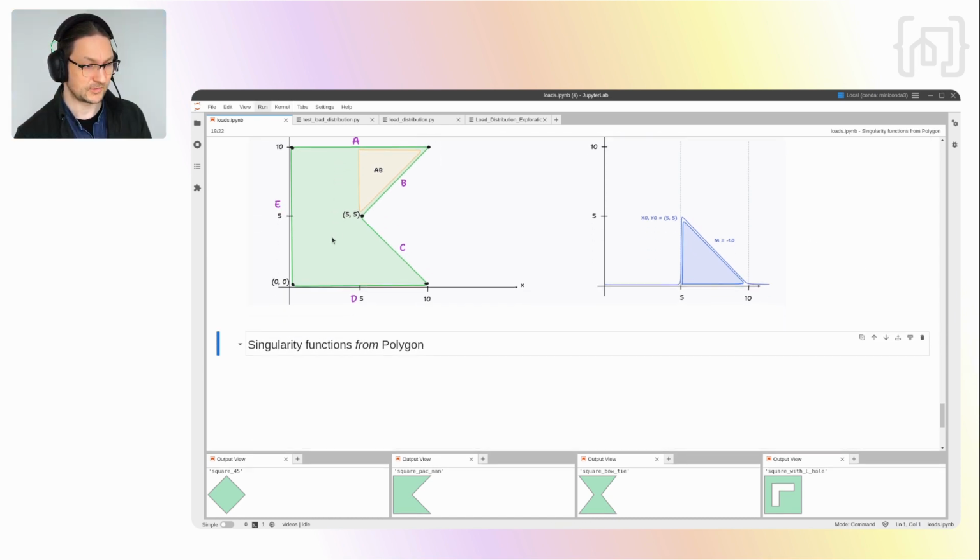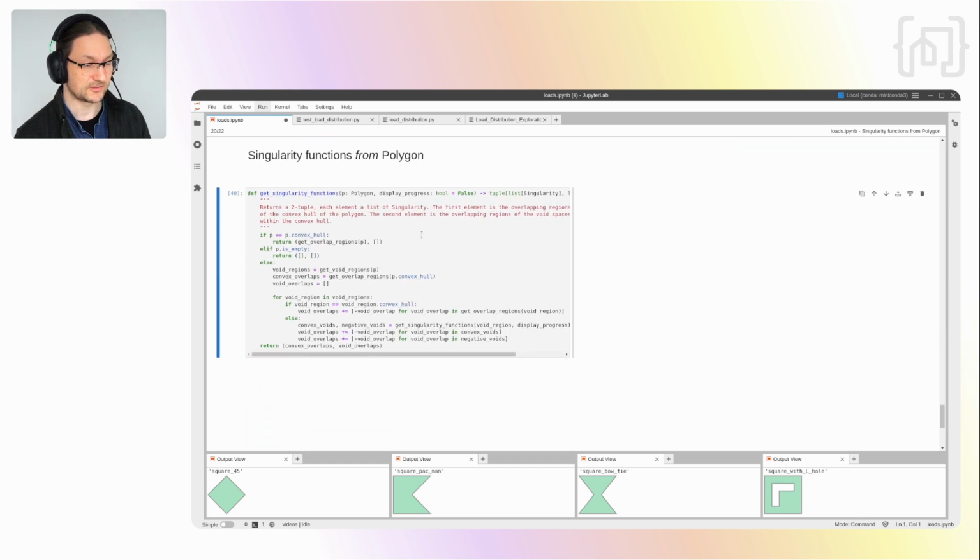Moving on, we're going to be looking at how to generate singularity functions from polygons. The general idea here is to assume that the shape P, the polygon, is going to be convex. In the event that it is not, then we will subtract the void region from it, and then assume that the void region itself is convex. If it is not, then we will recursively call this function again and go into breaking out each concave void region until we get convex regions. So using recursion, we'll be able to step into any shape and be able to generate a list of convex polygons and convex void regions to be subtracted from the convex polygon to handle any amount of openings or holes.